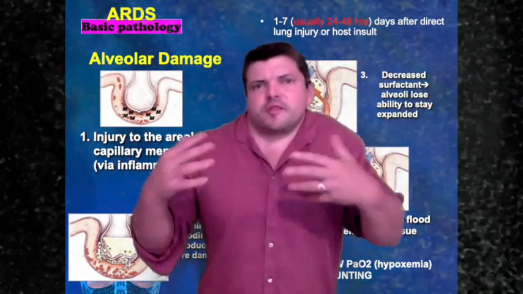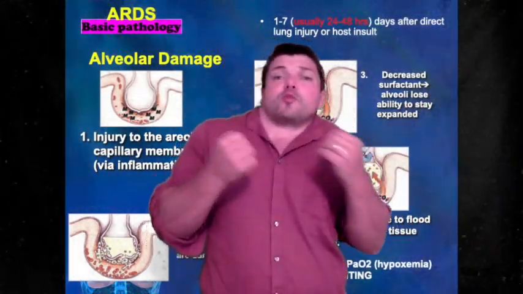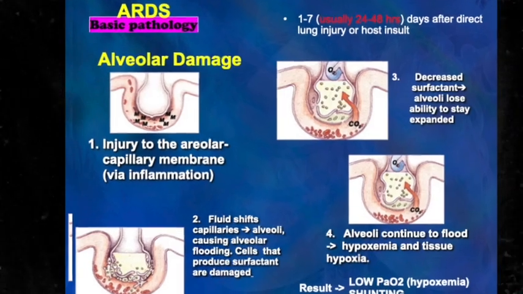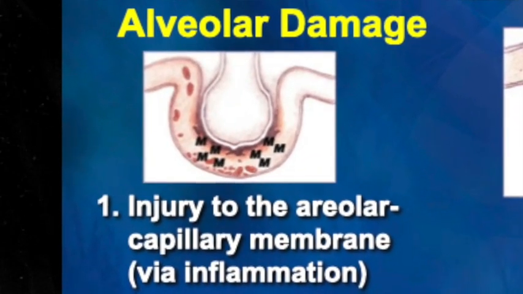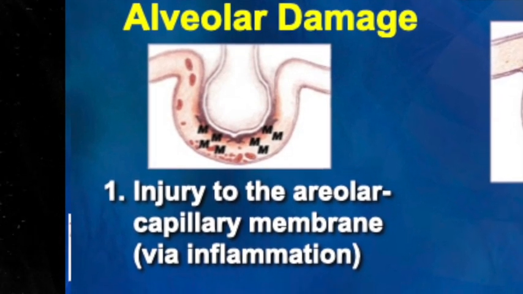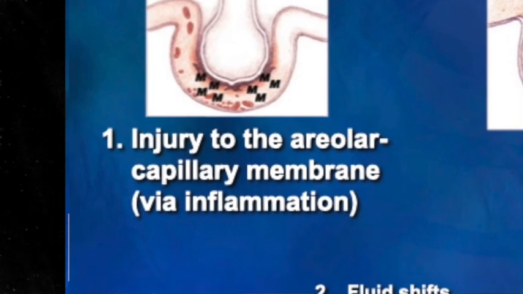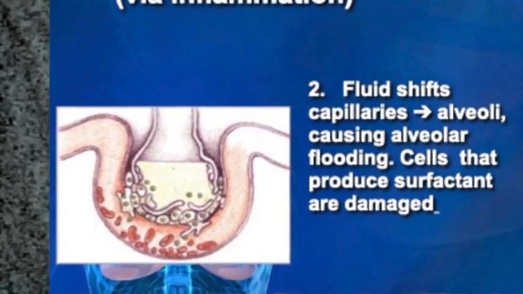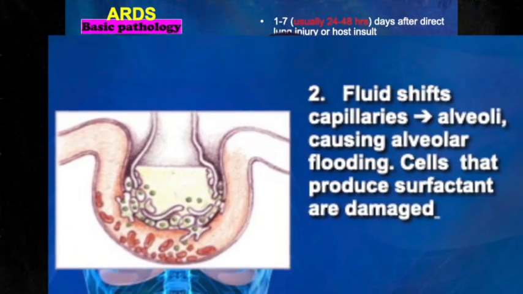Now here's a 4-step process for the pathogenesis that occurs within ARDS. The first event is injury to the alveolar capillary membrane. That little membrane that separates our little alveoli balloons from the capillary blood vessels that surround them. The second circumstance is, as that damage occurs, fluid shifts from the capillaries into the alveoli.